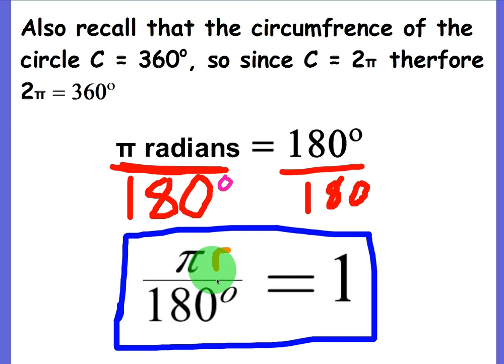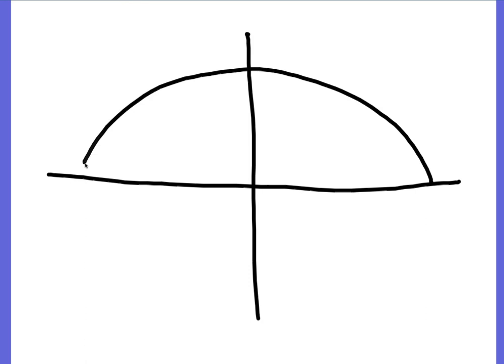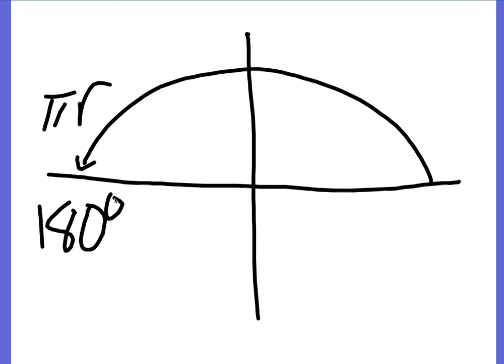So let's do a visual illustration of that so we don't lose track of what we're doing here. So again, 2 pi radians is all the way around the unit circle. So pi radians is halfway around, which is the same as 180. So if you divide these two things, regardless of which way you divide them, you get 1 back, right?